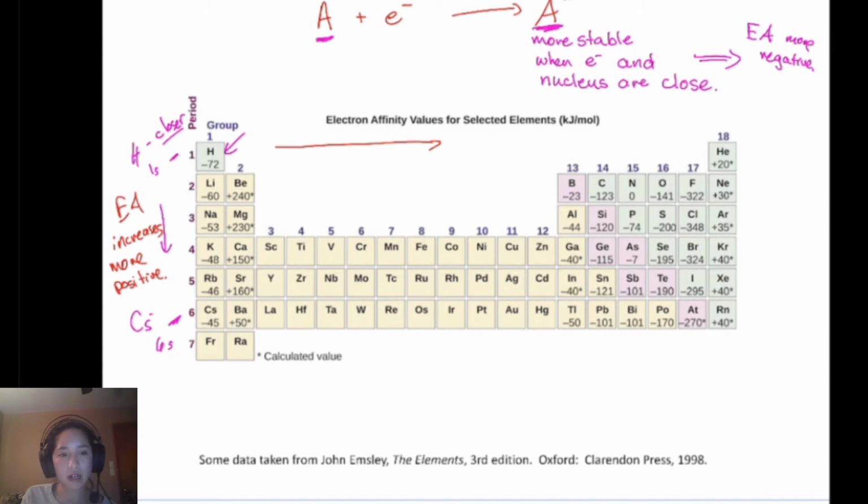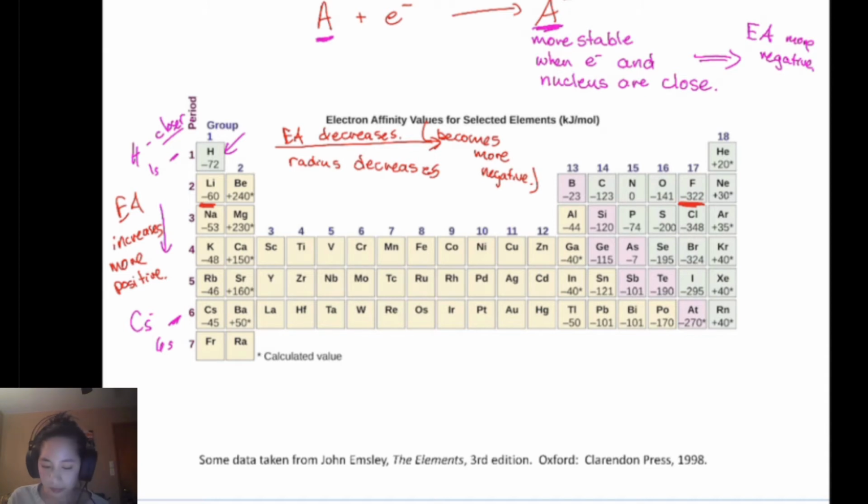So if we look from left to right across the periodic table, remember radius decreases as we go left to right. So electron affinity also decreases as you go left to right. Decreases or becomes more negative as you go from left to right across the periodic table. So you can see fluorine, and then our exceptions are the noble gases, but you can see fluorine is very highly negative. So electron affinity decreases as you go from left to right. So lithium has a much higher electron affinity, and fluorine is much more negative.